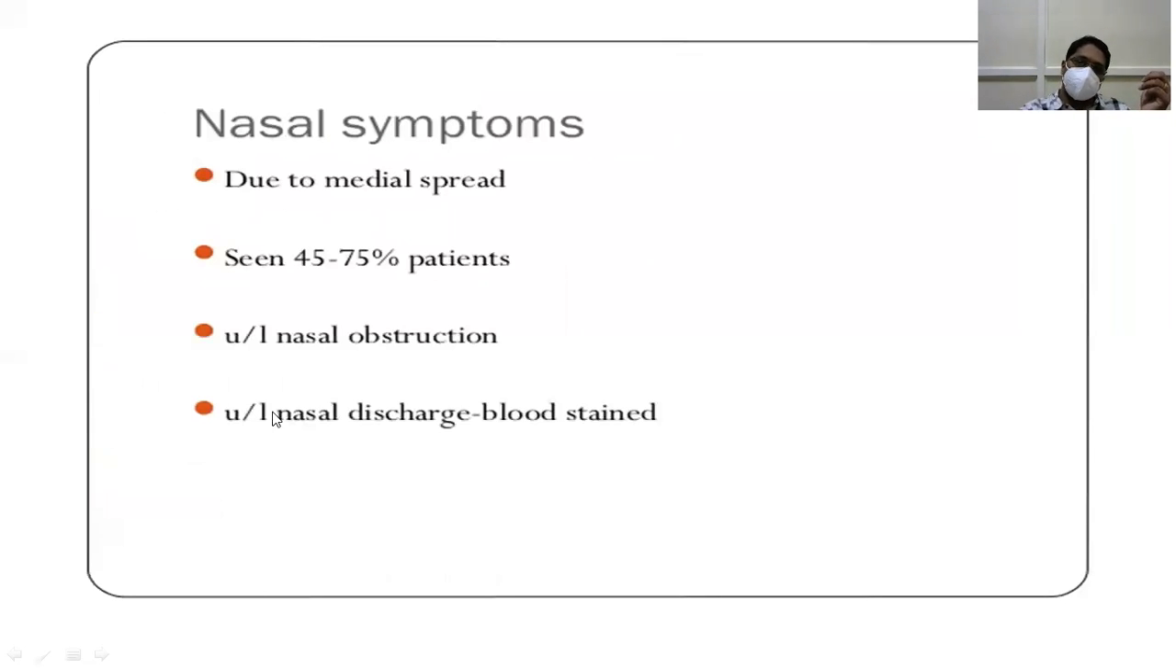The nasal symptoms occur because of the medial spread. It's seen in 45 to 75% of patients. Mainly, because the tumor is usually unilateral, there is unilateral nasal obstruction and the nasal discharge is blood stained.